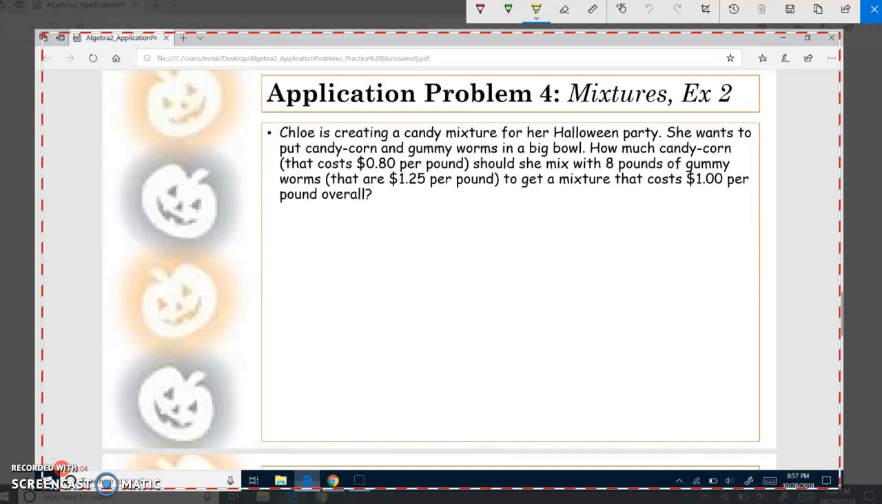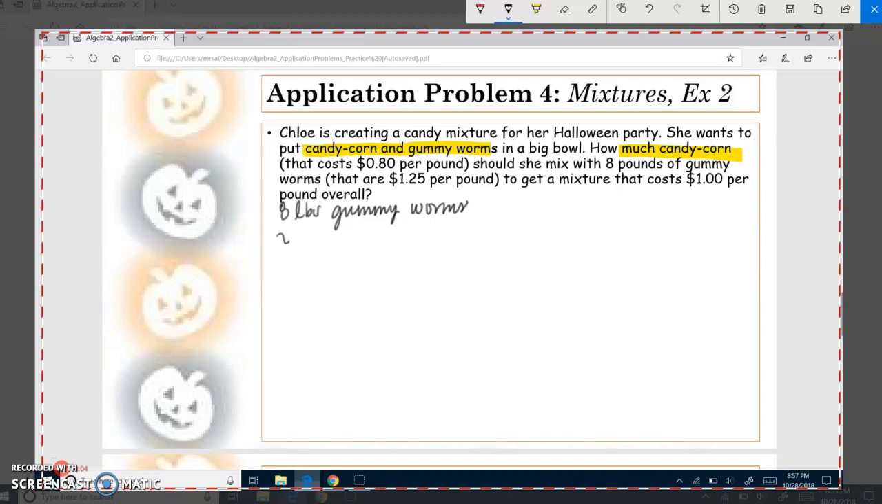So here, Chloe is creating a candy mixture, and she has two different things going on. She's got candy corn, and she's got gummy worms. So what it's asking us is, how much candy corn should she mix in with gummy worms to get a new mixture? So if we think about our variables, this one's going to be ever so slightly different from the most recent one. So we know how many gummy worms we're working with. We have 8 pounds of gummy worms. So the quantity that we don't know is just how much candy corn is going on.